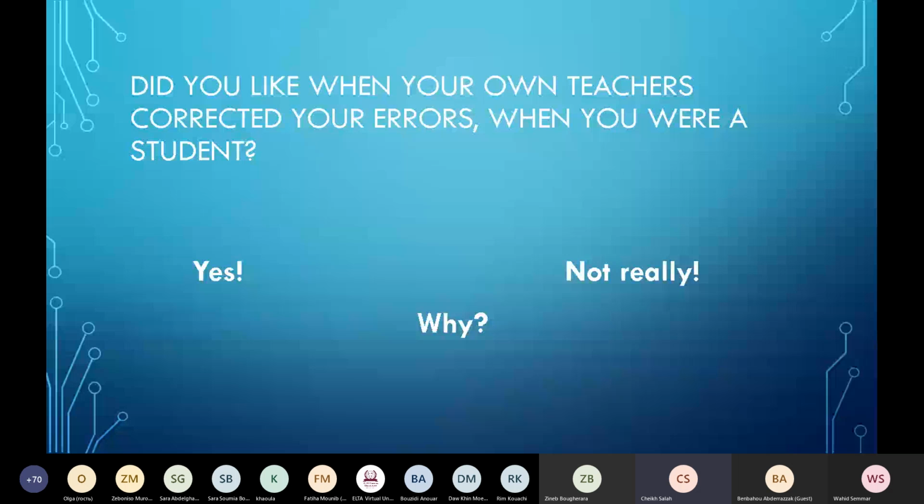So what do you think? This question is for you guys. Did you like when your own teachers corrected your errors when you were a student? Anyone can answer me? So, how did you feel if anyone corrected you? If there is anyone, one person, just raise your hand. I'm giving you the permission to speak. Yes, Khawla. Yes, go ahead. I can see Khawla and Sabrina. Sabrina, can you share with us your answer, please?